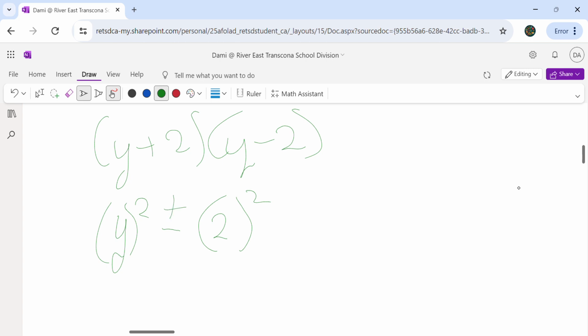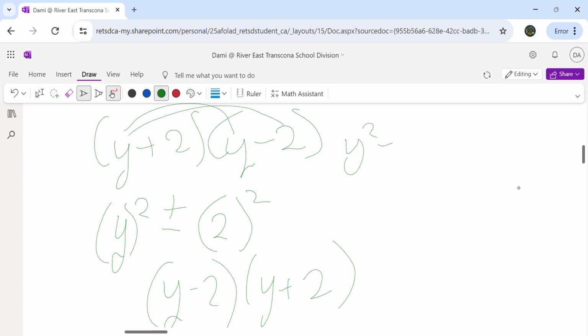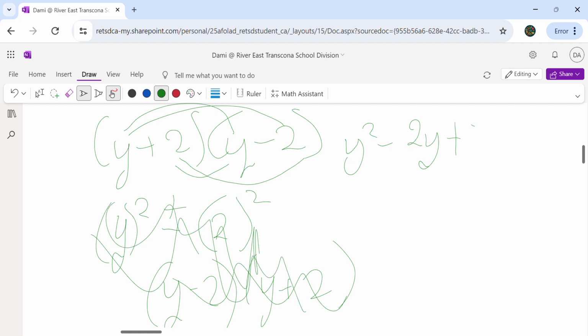Now we're going to square both sides. So we have y minus 2, y plus 2. Basically go like this, which is y squared minus 2y plus, wait, what did I do here? This wasn't right. I don't know why I did that. Plus 2y minus 4, and simplifying it, you get y squared minus 4.